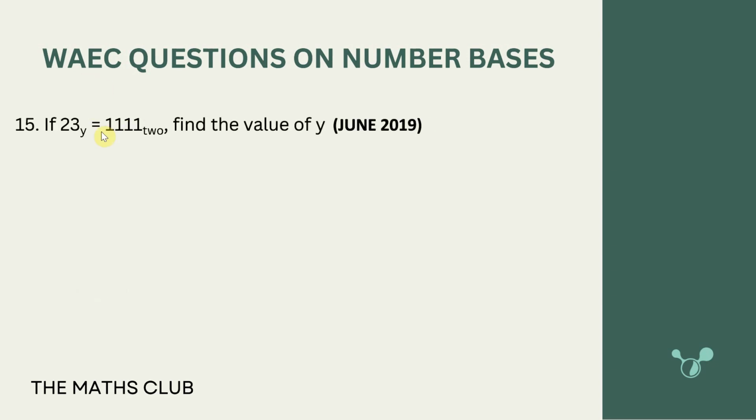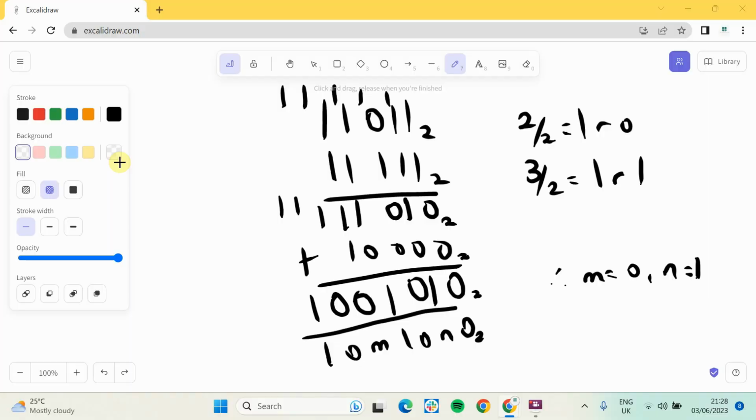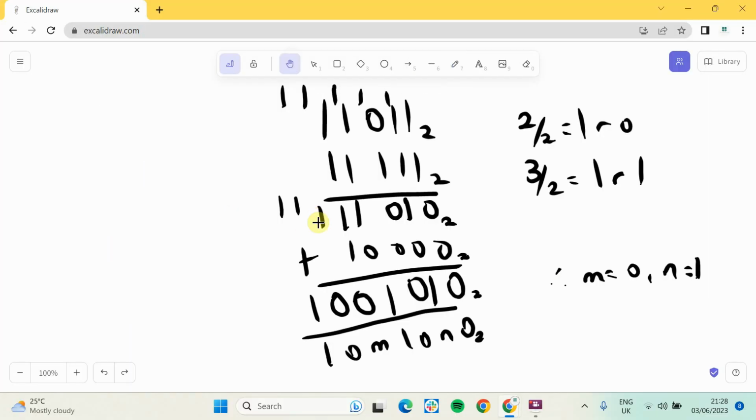So look at this now. We have two different bases, right? So you might want to pause the video and actually try this out. So we have 23 base y is equal to 1111 base 2, right? Because they're in different bases, we have to convert them to what? To base 10, right?